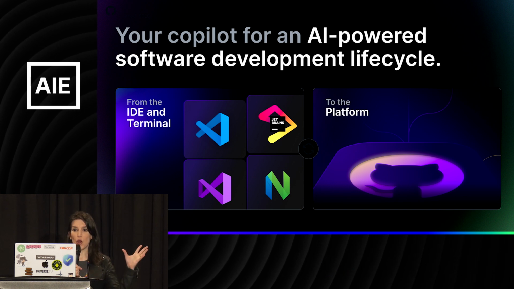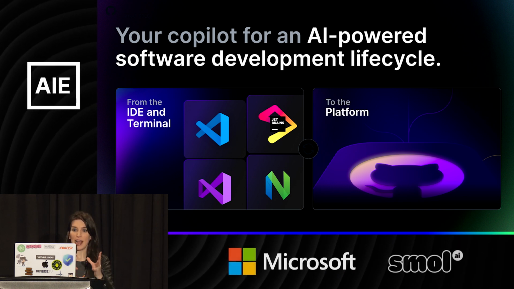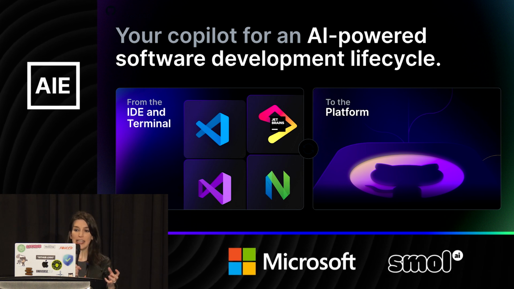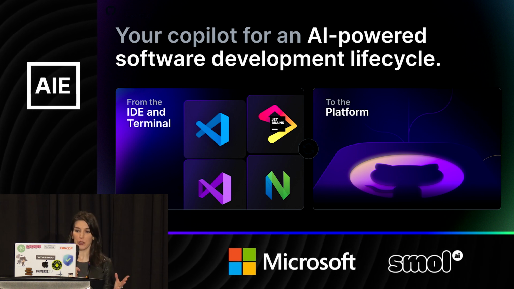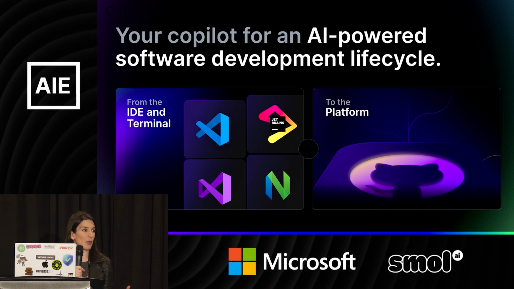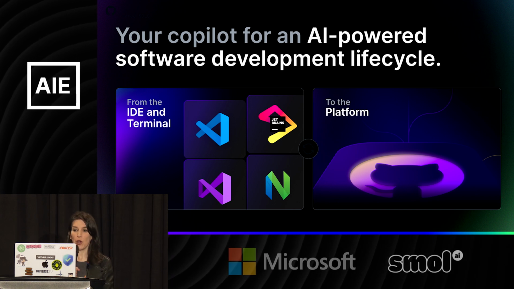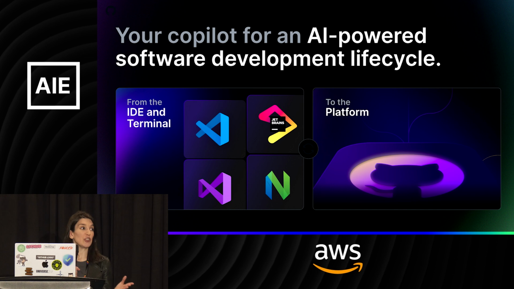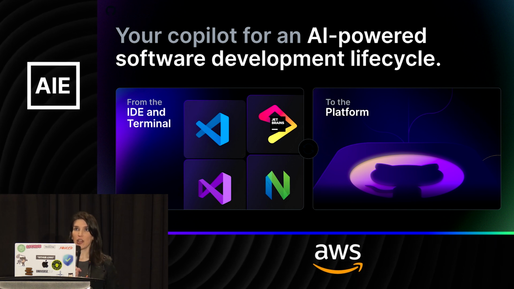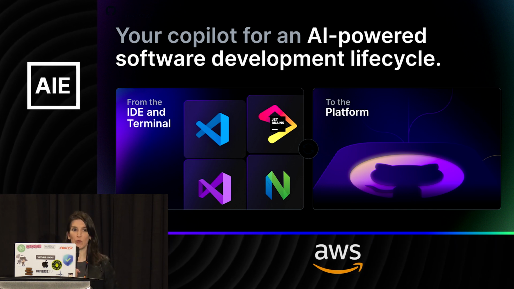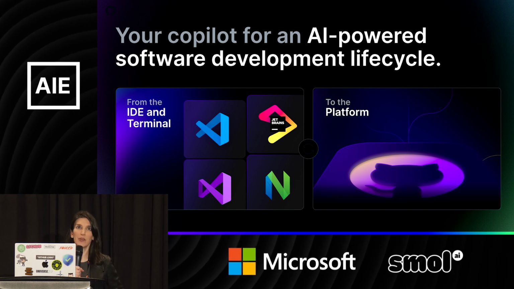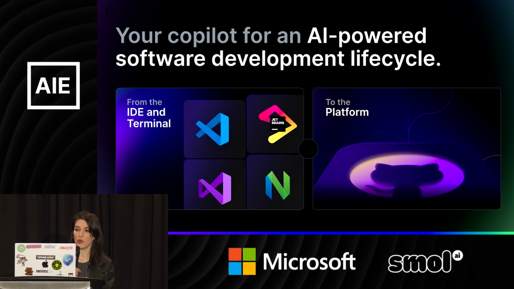And as I said, this is your Copilot for an AI-powered software development lifecycle. We're taking place in the IDE and the terminal. We have support for Visual Studio Code, which is what we're going to be showing off. Visual Studio also has support for GitHub Copilot, as well as a number of the JetBrains IDEs. And there's also a NeoVim extension, which I learned last session actually does have some GitHub Copilot chat support, which is cool.